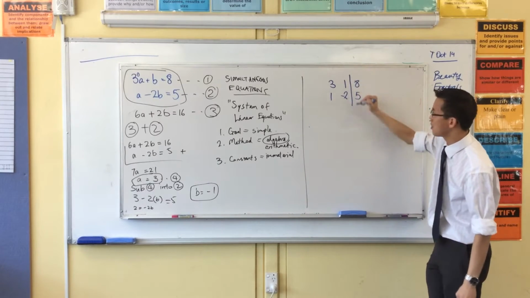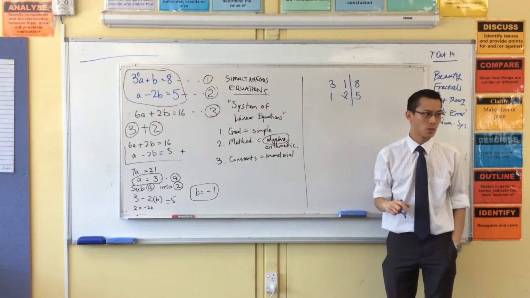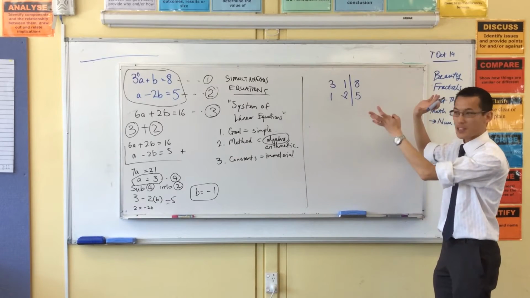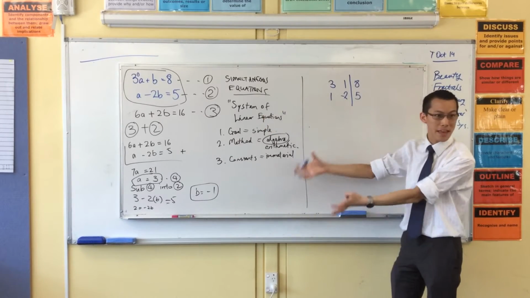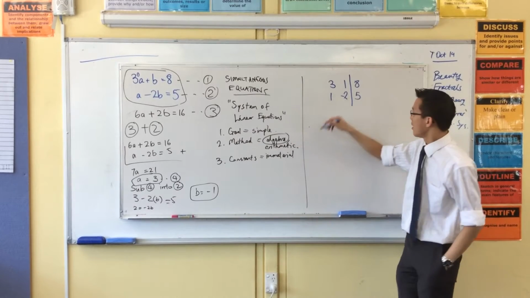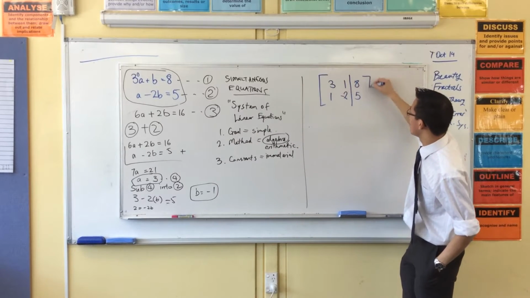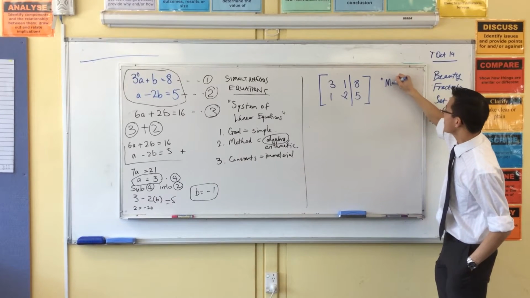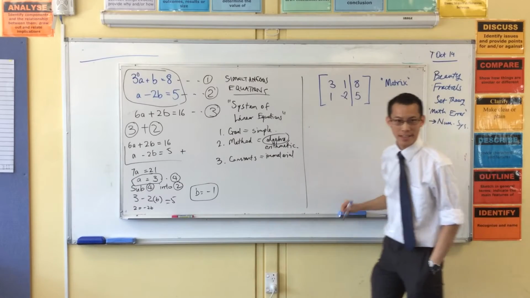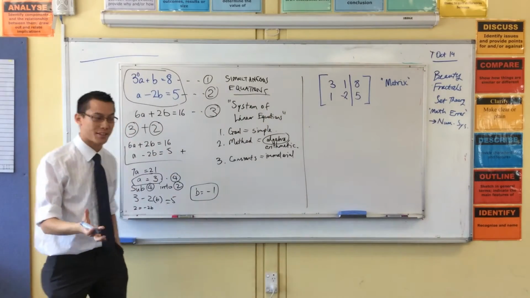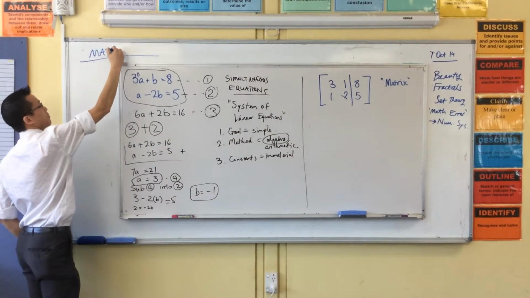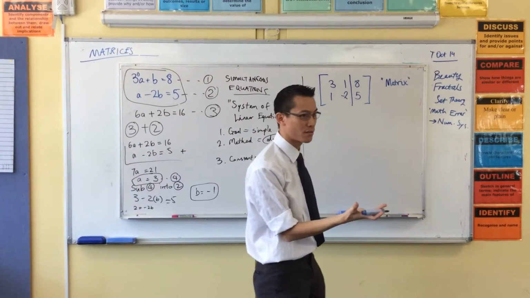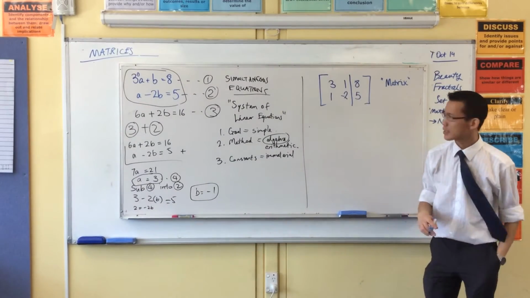So to distinguish between them, I'm going to slap a line between them, which is kind of equivalent to my equal sign. Now, here we go. Here's my system of linear equations, but written without any of the algebra stuff. So to indicate that this is all one collection of numbers, I'm going to put it together like this. We call this thing a matrix. Now, the plural of matrix is matrices. Just like the plural of vertex is vertices. You get the idea.